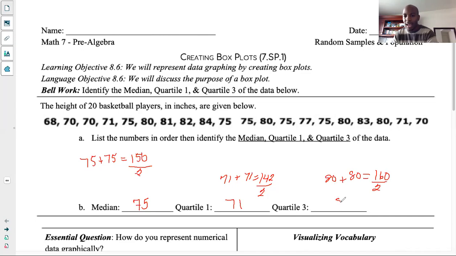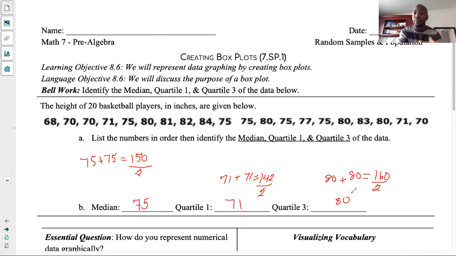And you end up getting 80 as quartile 3. So you should be able to identify the median 75, the quartile 1 is 71, and quartile 3 is 80. Now, I didn't list the numbers from smallest to largest, but if you list them from smallest to largest, look to find what's in the middle, you'll see that there's 2 75s in the middle. That's how I got the median.